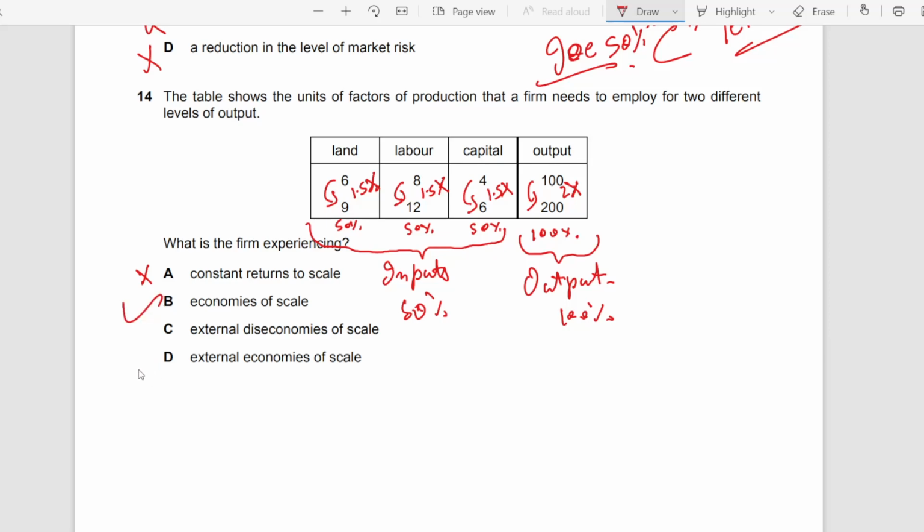Now, whether it is external economies of scale, no, there's no reason that tells us this is specifically external economies of scale. And if you don't know the difference between external and internal economies of scale, you need to refer to the textbook. It's also not diseconomies of scale. If it was, the increase in the output would have been slower and more gradual than the increase in the inputs. So if inputs had increased by 50%, the output would have increased by less than 50%. That would have been a result of diseconomies of scale. But here we don't see that, so it's not diseconomies of scale. So the correct answer here is B. I hope you got the answer.